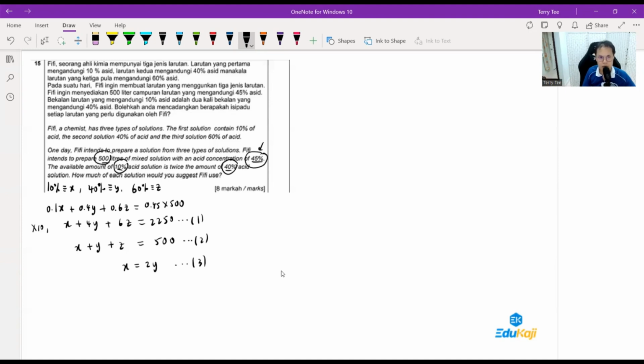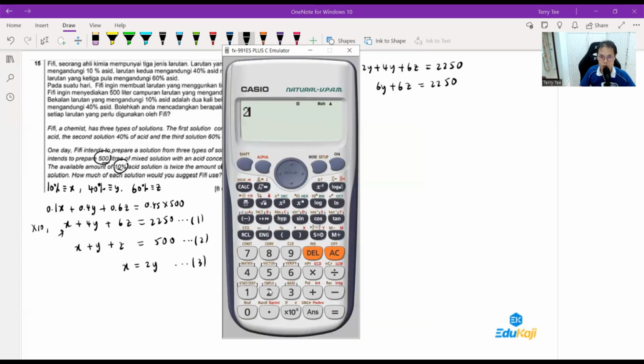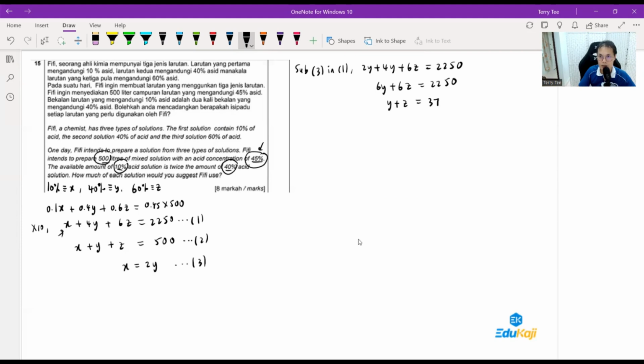How you want to solve this is up to you. But since x is written as a subject, we can sub equation 3 inside equation 1, just to give you an x here. So your x is 2y plus 4y plus 6z is now 2250. 2y plus 4y is 6y. 6y plus 6z is 2250. We can divide by 6. 2250 divided by 6, answer is 375. So y plus z is 375.